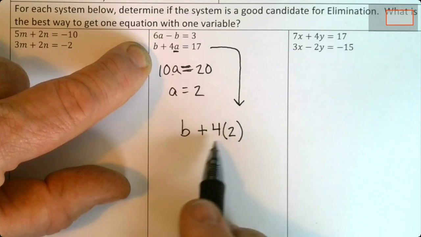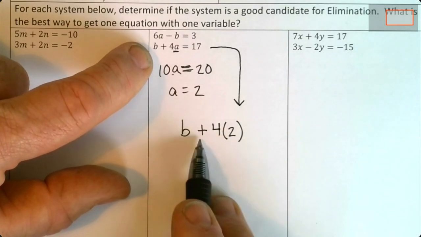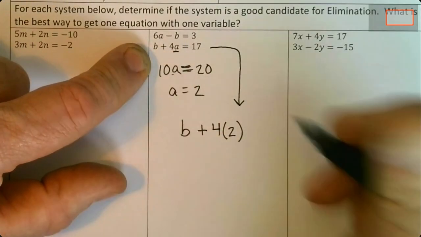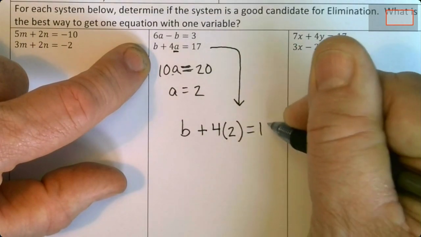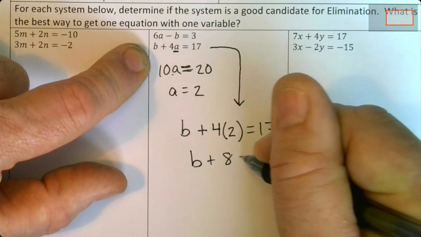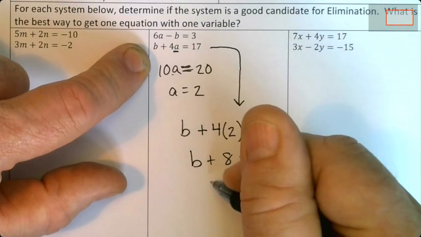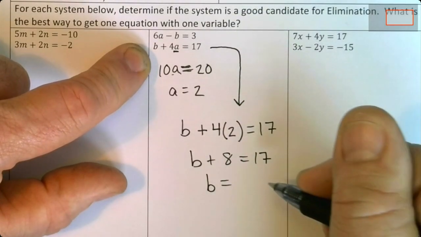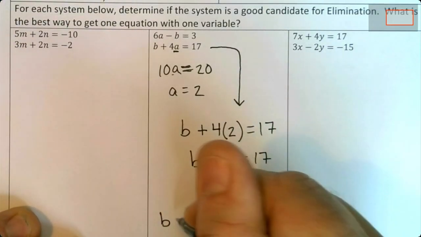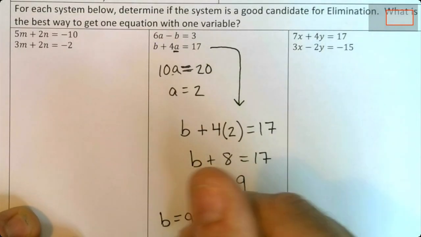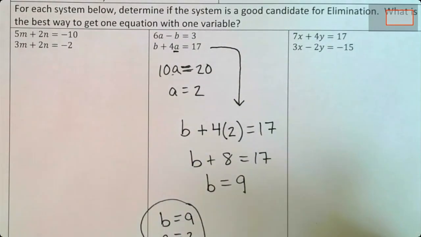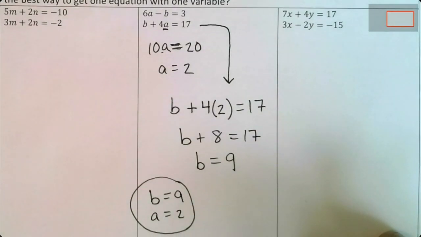So notice what I've just written. I've written b plus 4a, which is what I had, and that equals the number 17. So in other words, b plus 8 is 17. And if I take away 8 from both sides, I get that b is the number 9. So my solution here is that b is 9, and a is the number 2. Now, it's definitely worth it to check a solution.